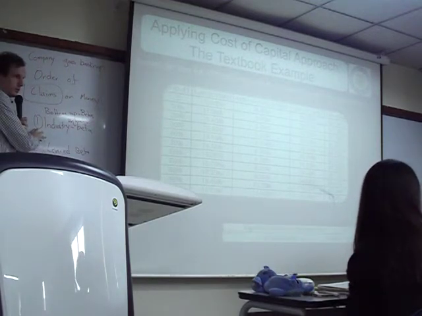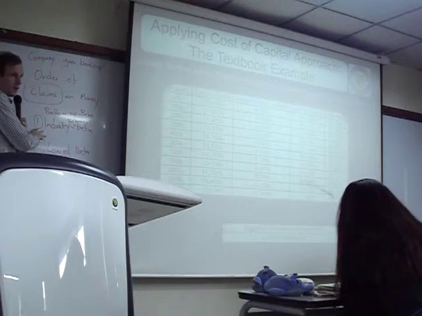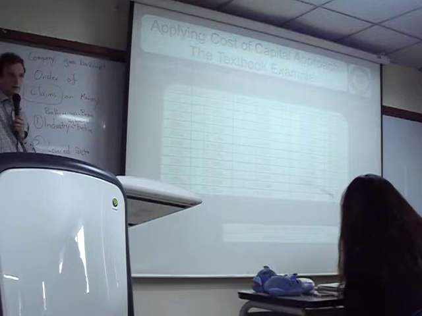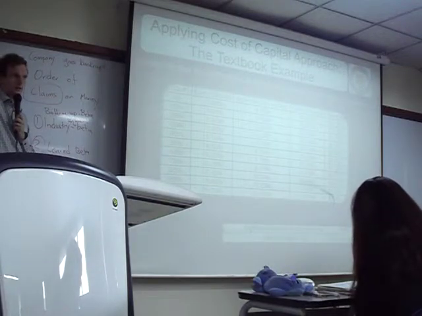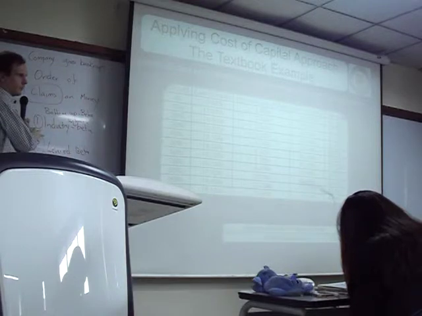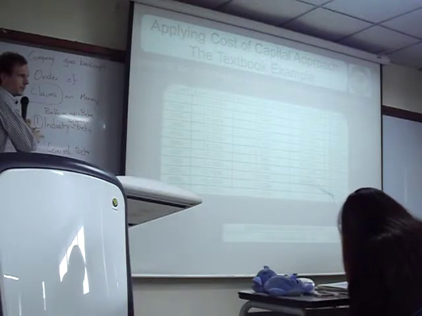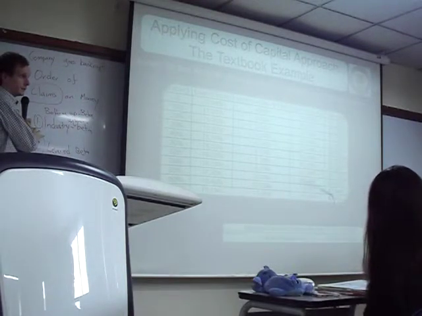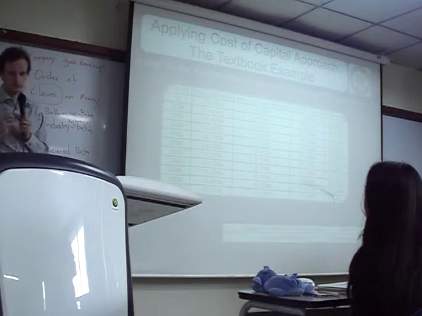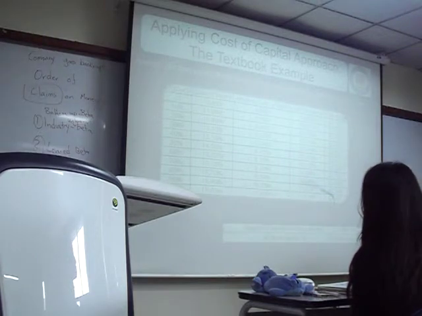Okay? So first thing that we said for bottom-up beta that decides how risky a company is the industry. Okay? If our company was Coca-Cola, did anybody do Coca-Cola? Some group did Coca-Cola, right? Which group? What was the unlevered beta for Coca-Cola? More than one or less than one? Slightly more than one? Are you sure?